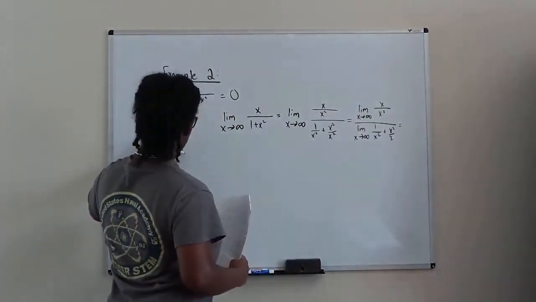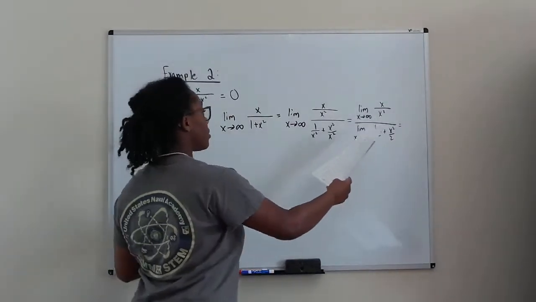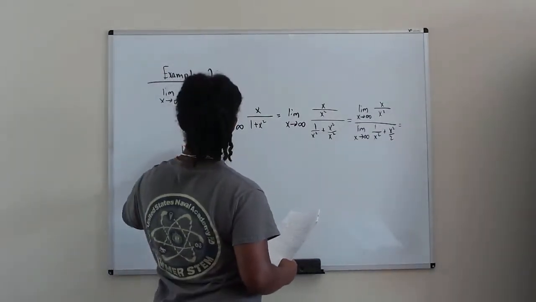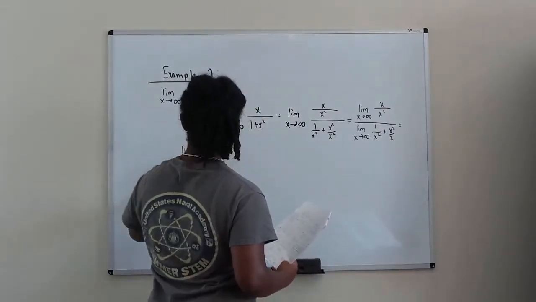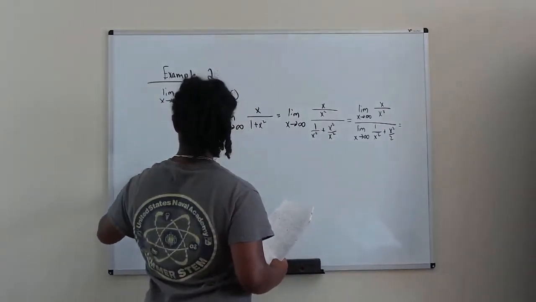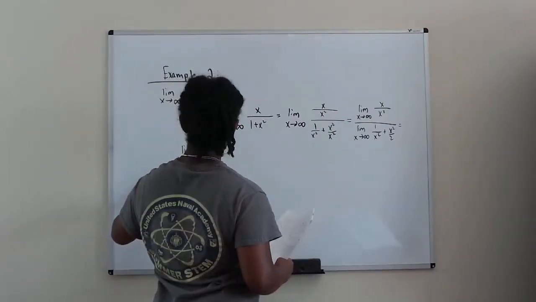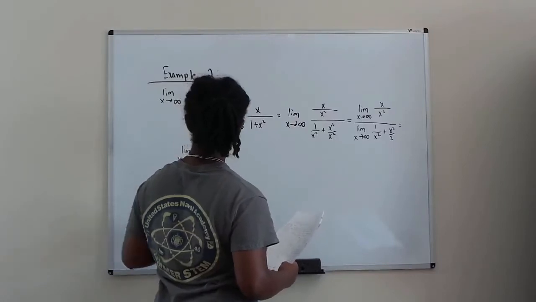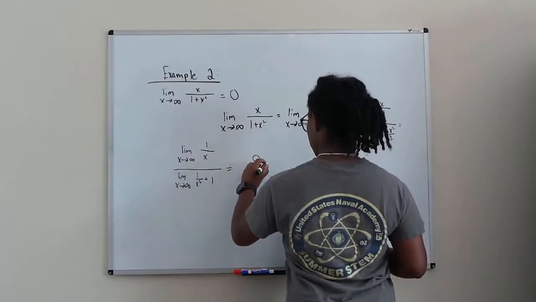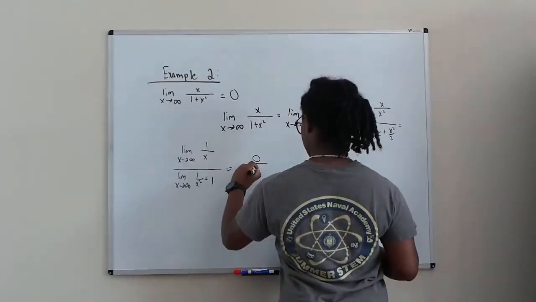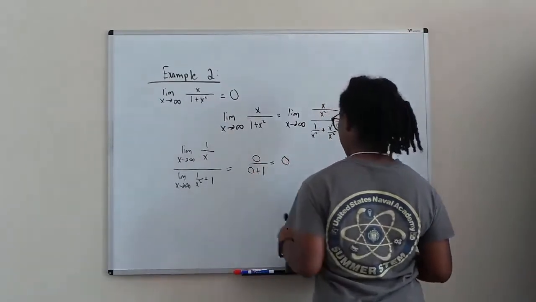Alright, so then we can do some quick simplifications. So we have x over x squared, so we just have 1 over x, and then the limit as x approaches infinity of 1 over x squared plus 1. Okay, so after we do that, we'll get 0 for the top limit, and then 0 plus 1. So 0 divided by anything is just 0.